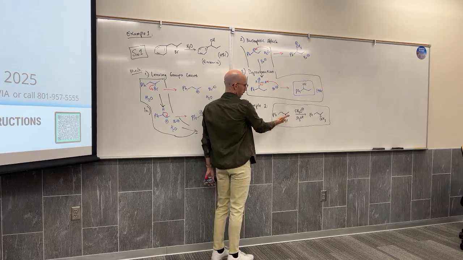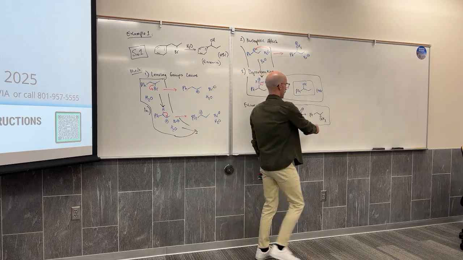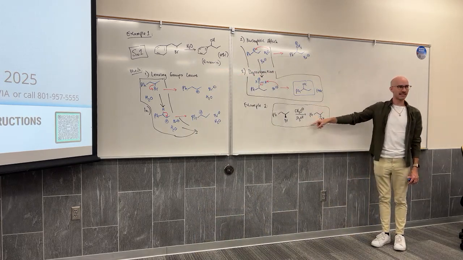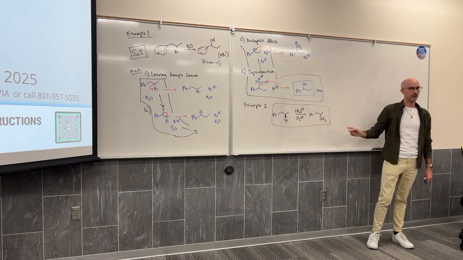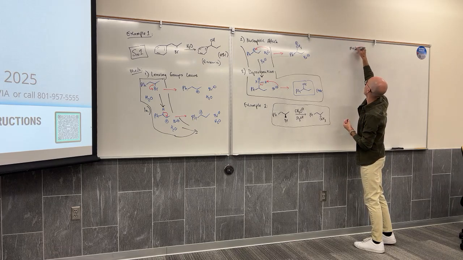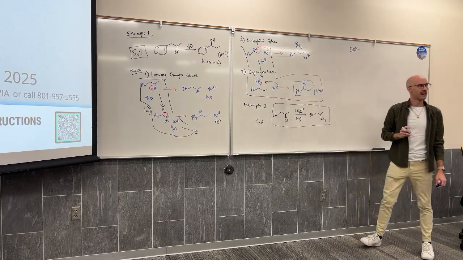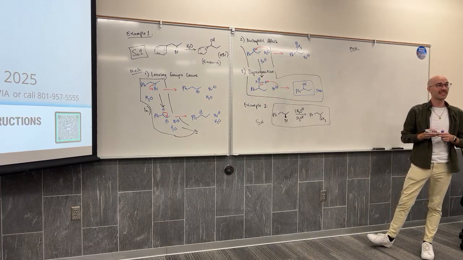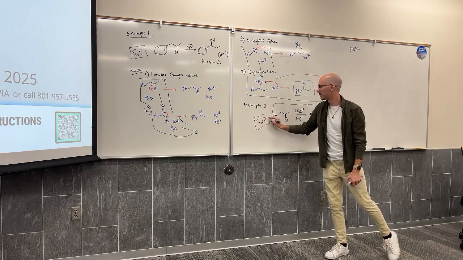Here's priority 1, 2, 3. That's an R configuration. And here's priority 1, 2, 3, but it's backwards. That's an S configuration. My R chiral center became an S chiral center. You guys are going to hate this mechanism, so I apologize for that. This is classified as what type of reaction? It is substitution. It's also nucleophilic. Second order, SN2.